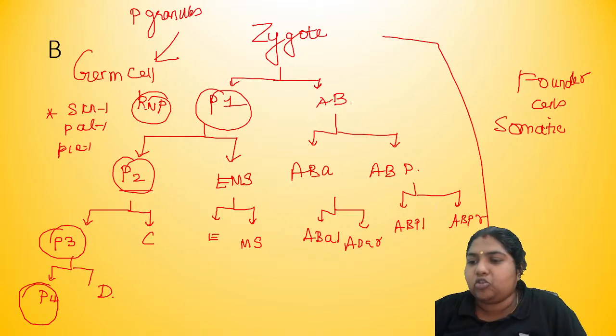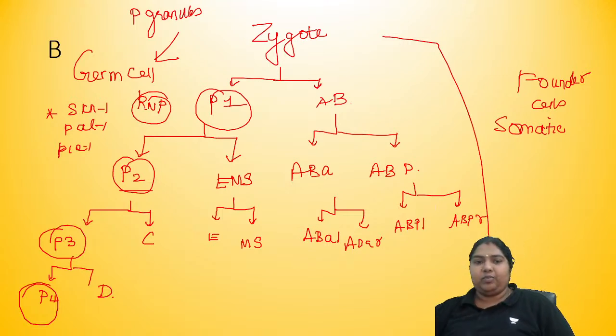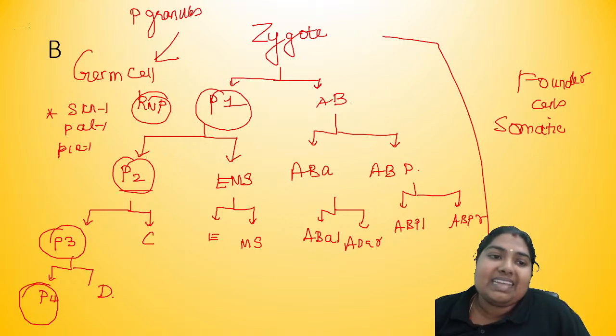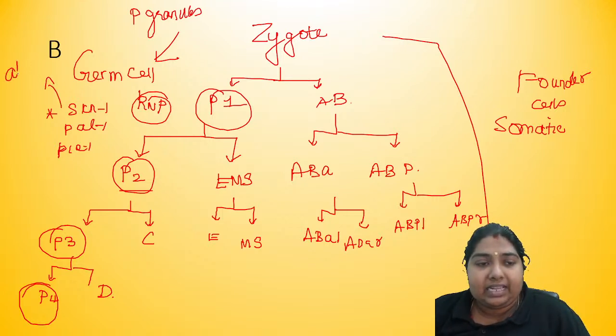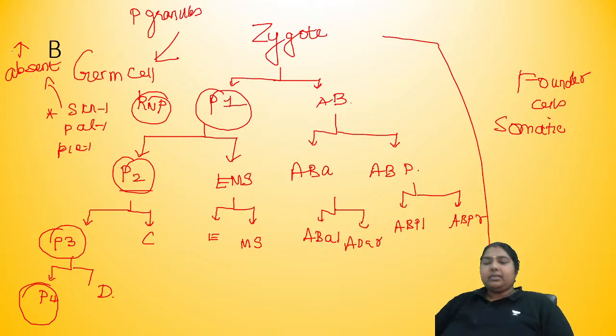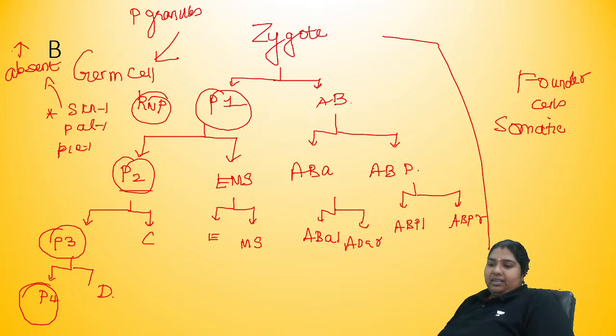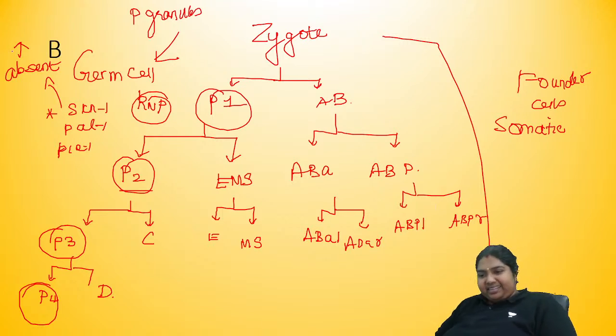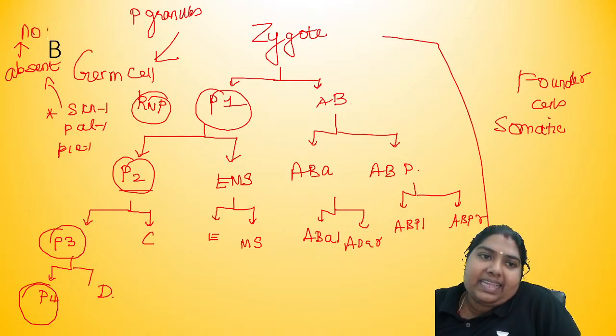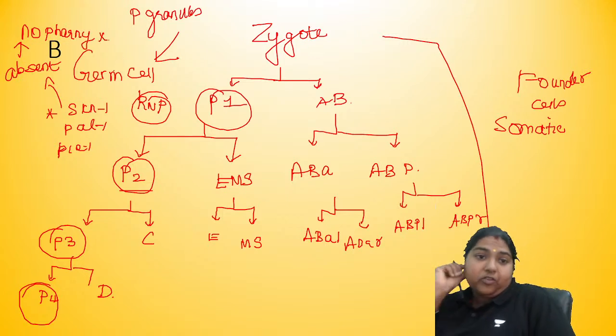It is only going to make too much of signals. And only with that it is having the ability to divide and to make the pharynx. If at all this SKN-1 is absent, what will happen? If SKN-1 is absent, what will happen? SKN-1 is absent, so there is no pharynx. Okay, there will be no pharynx. Right. That is a very important feature of your SKN-1.